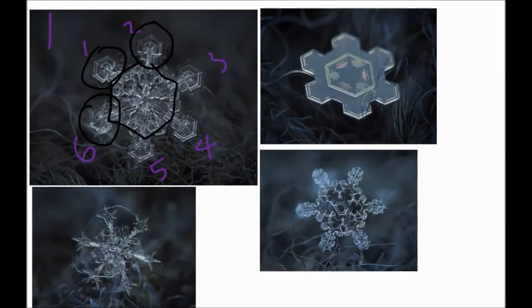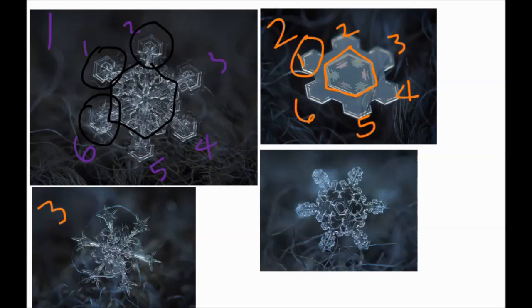And in this next one, we'll call this one number 2, you can see 1, 2, 3, 4, 5, 6 points again. It's very, very hexagonal in its structure, including all of the points. Those are very hexagonal. Now let's look at snowflake number 3.